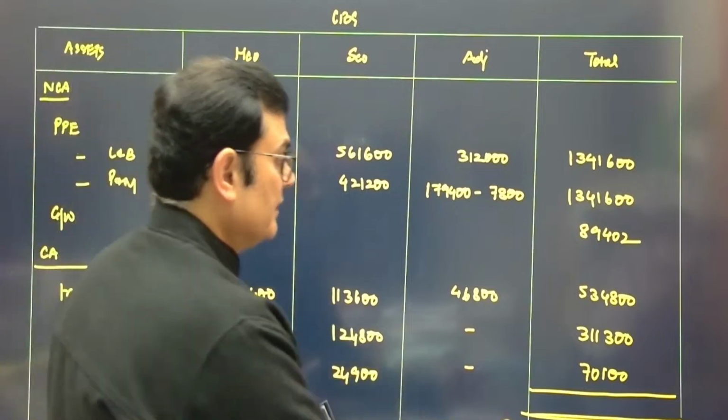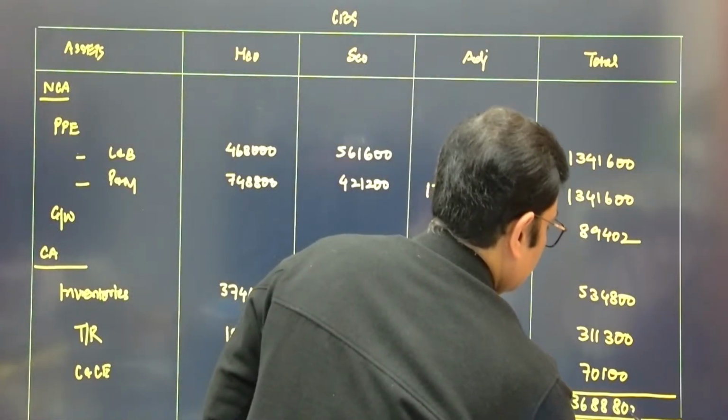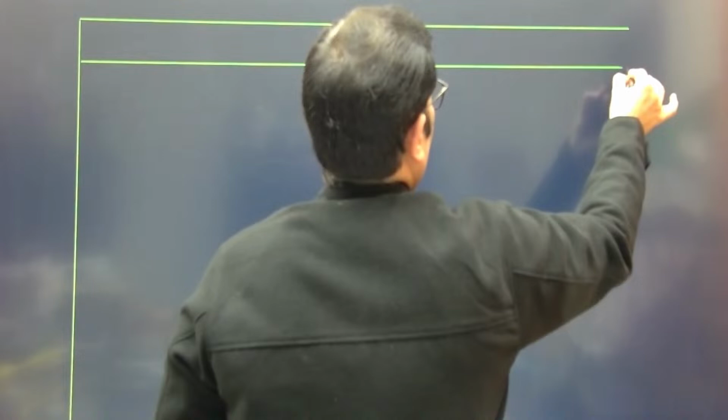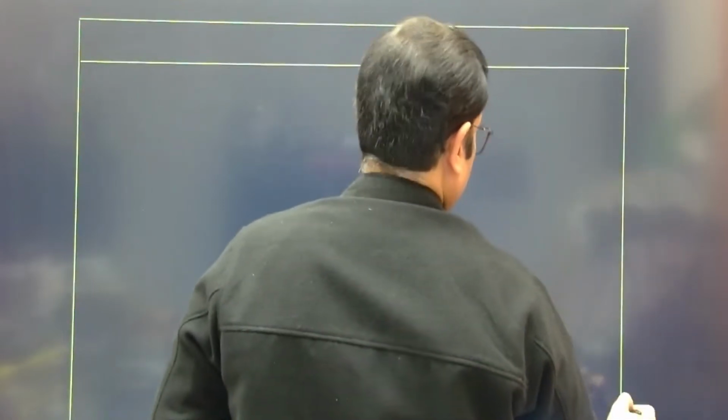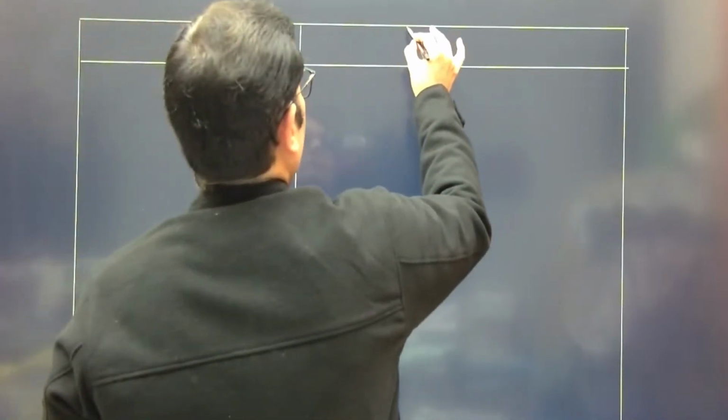Sorry, can you come again, beta? 36 lakh 88,802. Okay, 36,88,802. This is on the asset side now. We can now continue this format for the liability side as well. So let's see the focus in terms of the liability side. This can save you a lot of presentation time, making the presentation good as well, and at the same time giving the inputs clearly.